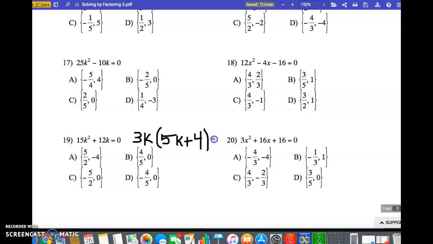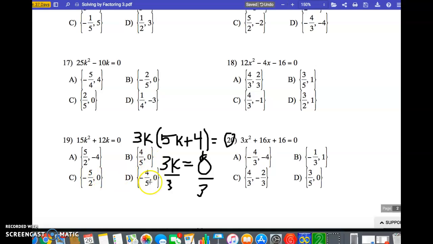And remember now, this is all equal to 0. So then you can just set 3K equal to 0. Let me try that again. That's a better 0. There we go. And then solve that. You're going to divide by 3, and then you're going to get K equals 0. So there's the first one.